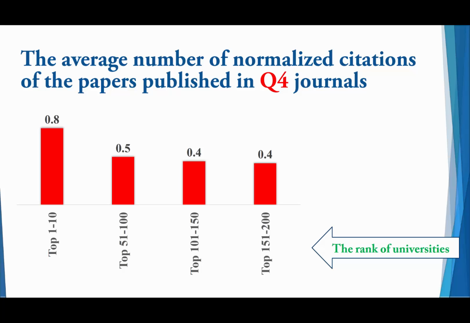On average, those papers published in Q4 journals are cited less than the global average. This fact is also true even for top global ranked universities. For example, those papers published in Q4 journals by Harvard and Stanford, as the top 1 to 10 global ranked universities in the world, are 20% less cited than the global average. The papers published in Q4 journals by other groups of universities are also 40% to 50% less cited than the global average.